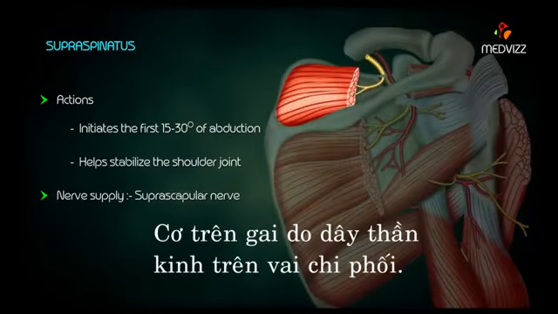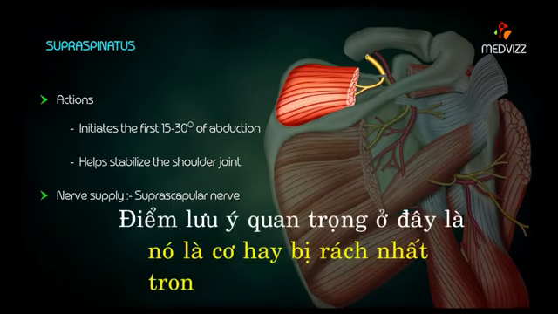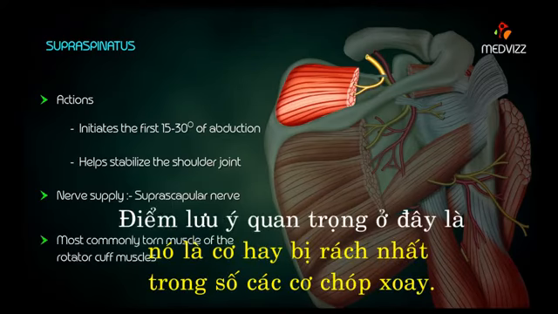Nerve supply is by the suprascapular nerve. An important point to be noted here is that it is the most commonly torn muscle of the rotator cuff muscles.